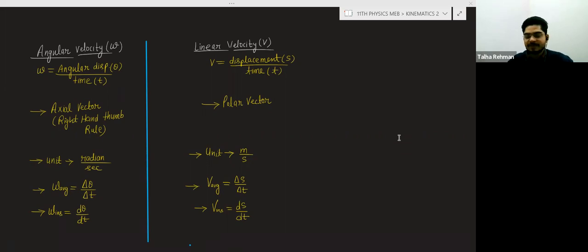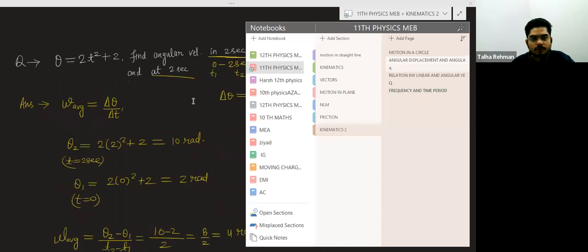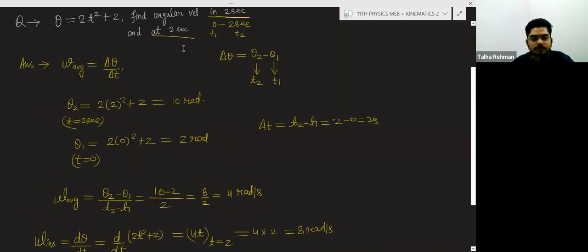So Divyangi, basically this is just the starting of this chapter. In the last class, I have just told what is the angular displacement and the angular velocity. Nothing else. Copy this question also and answer.